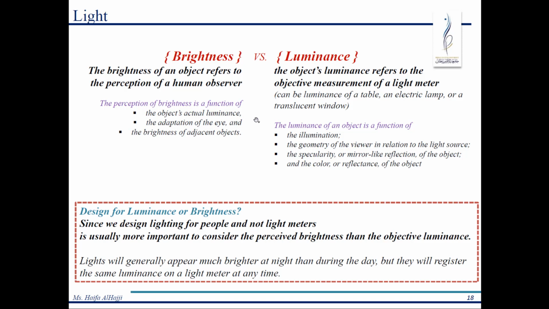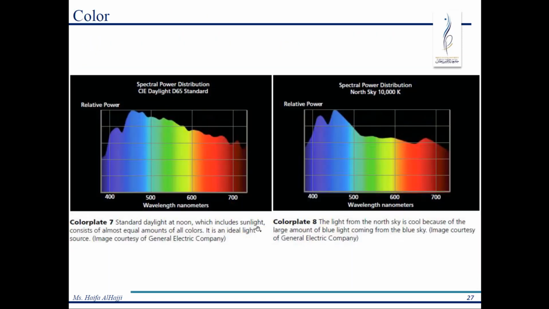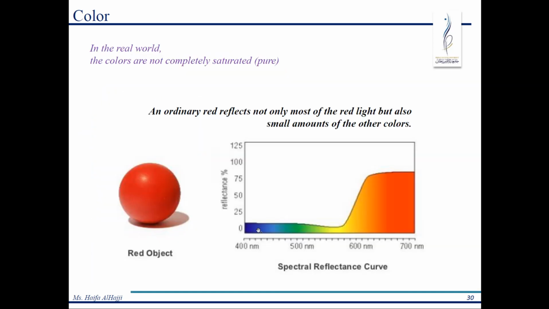So we're going to talk about adaptation of the eye for now. Now, regarding the adaptation of the eye, the eye can't take in all the brightness ratios at a time.